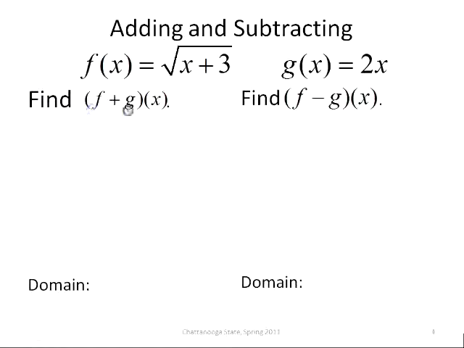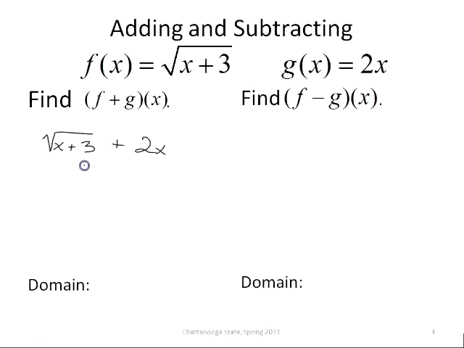Here I have some adding and subtracting again. Here my function f plus g is going to be the f part, the square root of x plus 3, plus my g of x part, which would be 2x. Now in this problem I can't combine anything like I could on the last problem. So this is what I get when I add my functions together. This is my sum of f and g.